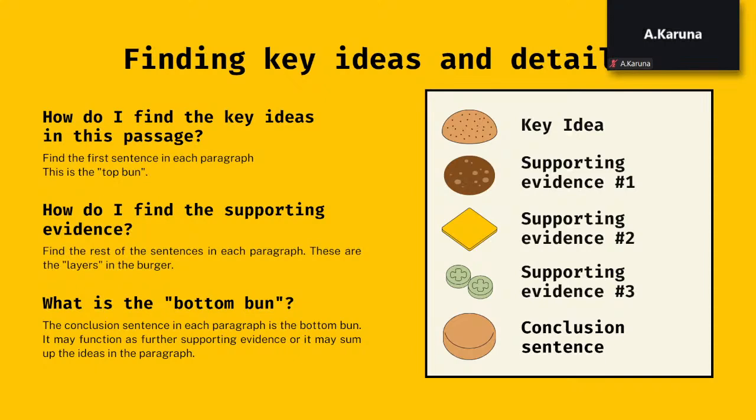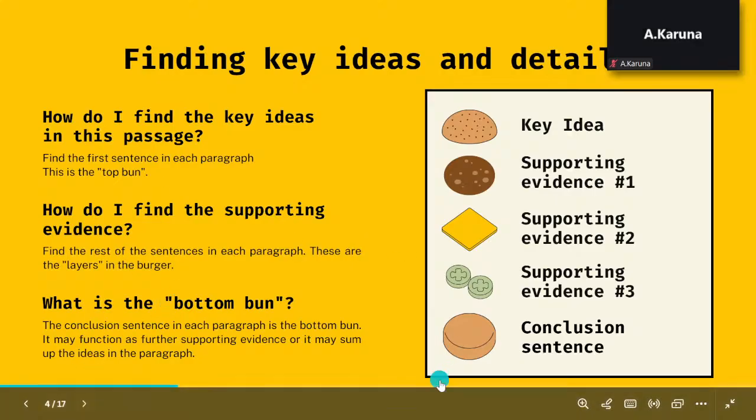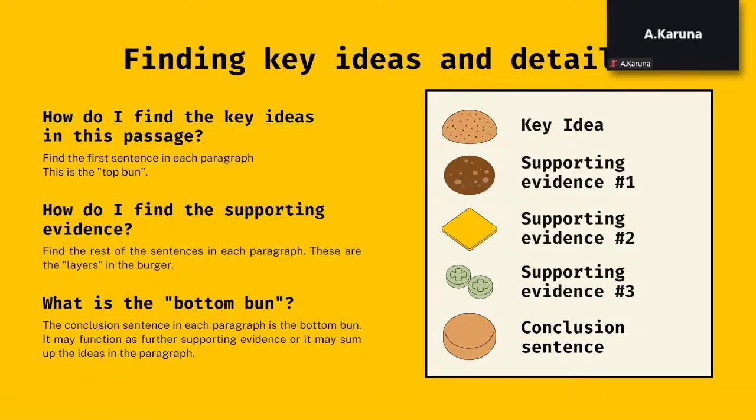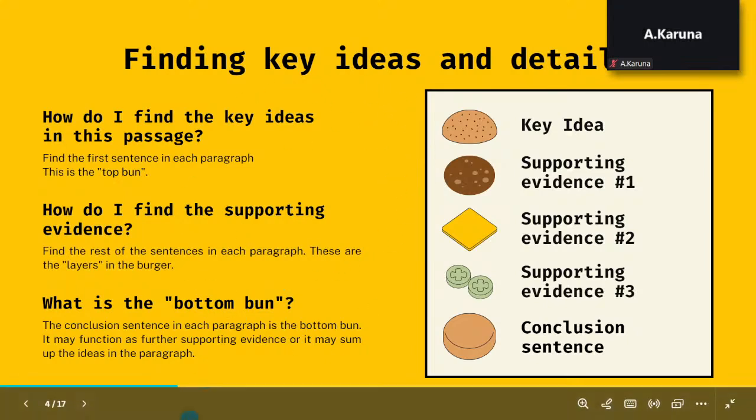To support your main idea, your key idea that you just wrote in your first sentence, your supporting evidence should back up what you're saying in your key idea. And so what is the bottom bun? Well, the bottom bun is the conclusion sentence in each paragraph. It may function as further supporting evidence, or it may sum up the ideas in the paragraph. So, in the last sentence, the very last thing you do is summarize your entire thing that you wrote into just like 1 or 2 sentences. And that's your bottom burger bun.